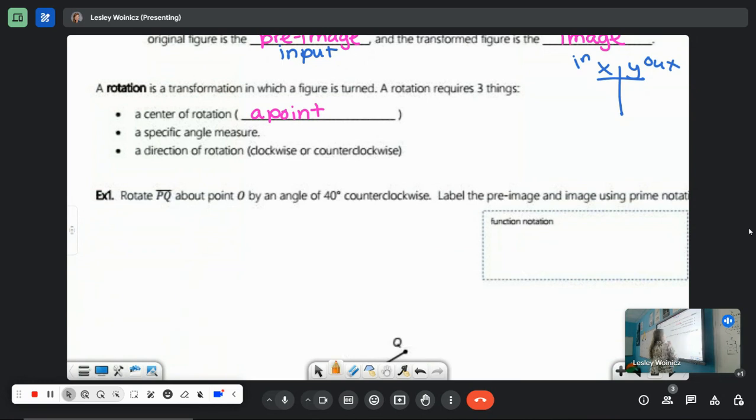Okay, the next thing we need to know is an angle measure that tells us how far to rotate around that point. Makes sense, right? The last thing we need to know is which way to rotate. Are we going to go clockwise or counterclockwise?